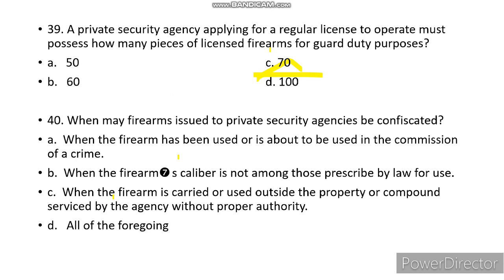40. When firearms are used by a private security agency, kailan ang firearms na ginagamit sa private security agencies na pwedeng ikumpiska? The answer here would be all of the foregoing, ha? Kasi it could be confiscated when the firearm has been used in the commission of a crime, talagang kukumpiskahin yan. Or when the caliber of the barrel ay hindi sa prescribed ng rule, mga matataas na uri ng barrel, diba? It should be confiscated. And kapag ang firearm is carried or used outside the property or compound of the agency without proper authority, so the answer would be all of the foregoing.